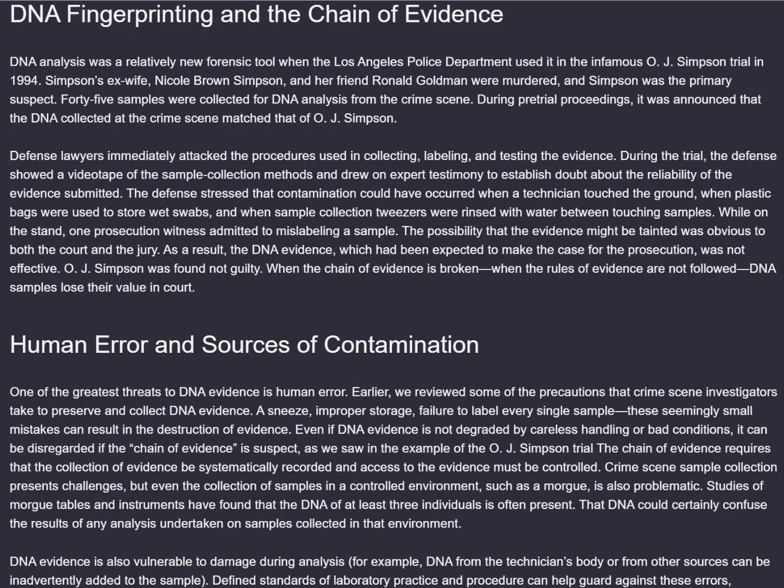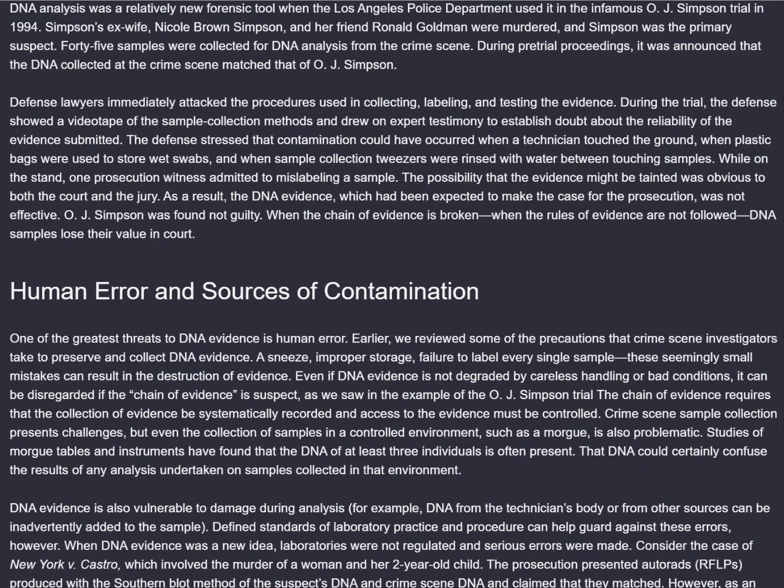DNA fingerprinting and the chain of evidence. DNA analysis was a relatively new forensic tool when the Los Angeles Police Department used it in the infamous O.J. Simpson trial in 1994. Simpson's ex-wife, Nicole Brown Simpson, and her friend Ronald Goldman were murdered, and Simpson was the primary suspect. 45 samples were collected for DNA analysis from the crime scene.